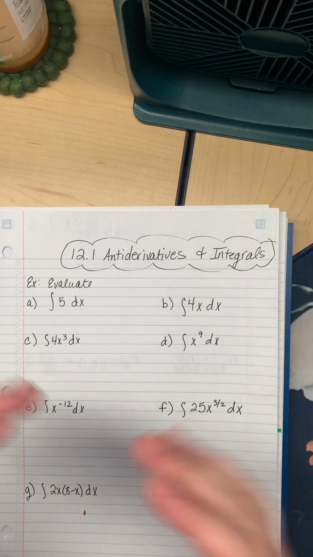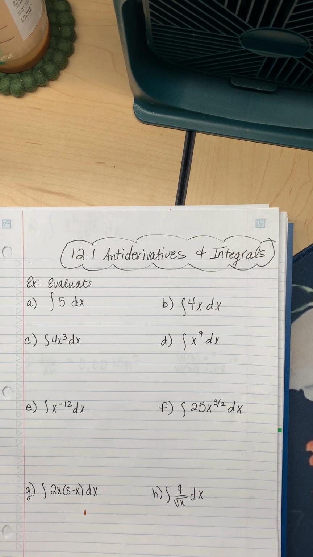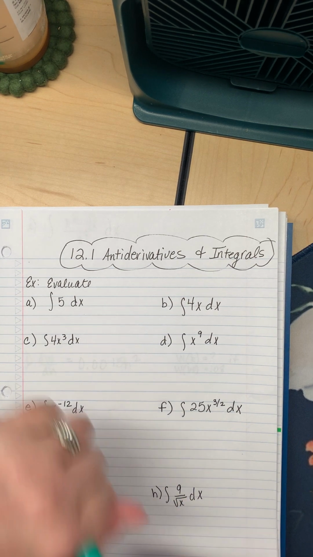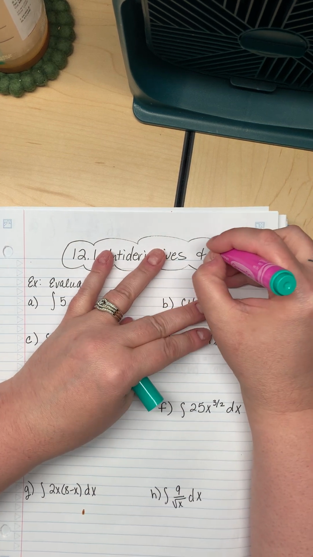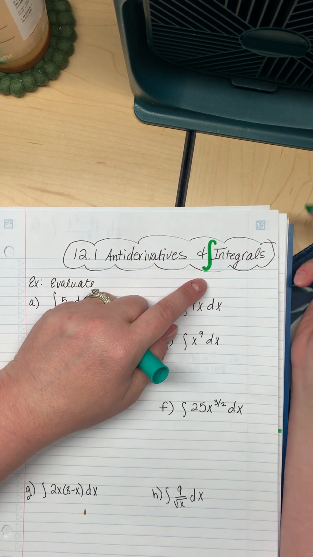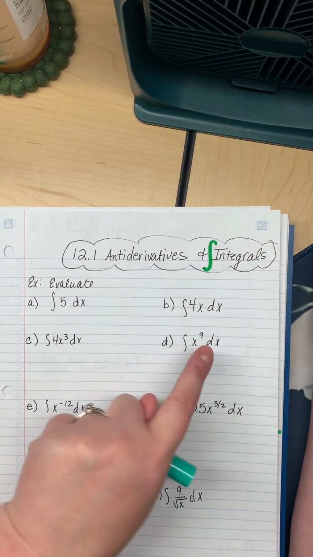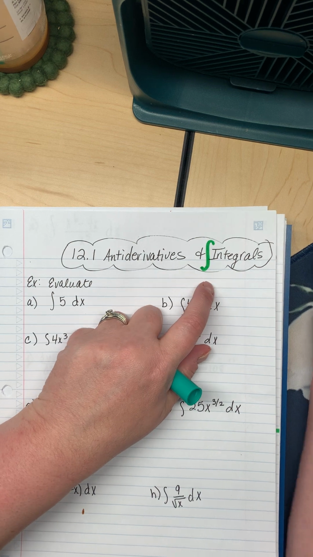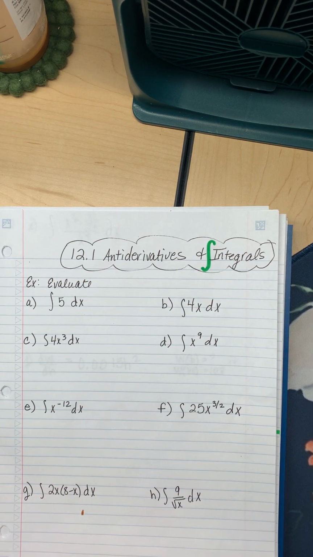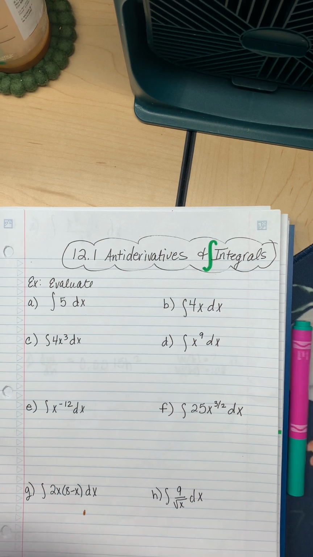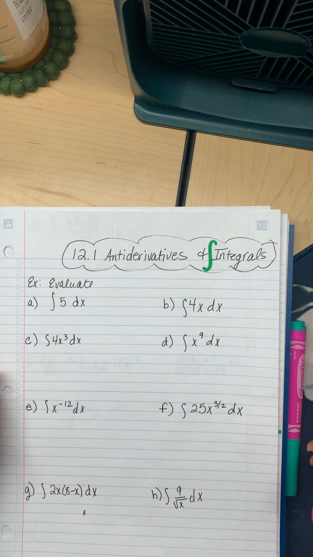In 12.1, we're doing something called antiderivatives and these things called integrals. The symbol looks like a little slippery snake. It's like an S. See all these slippery snakes? S, S, S, S. Anyway, that's just a symbol, and that means integral or the antiderivative. An antiderivative is just the opposite of a derivative.